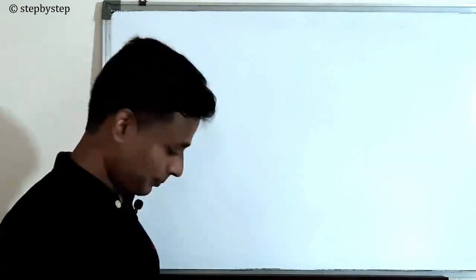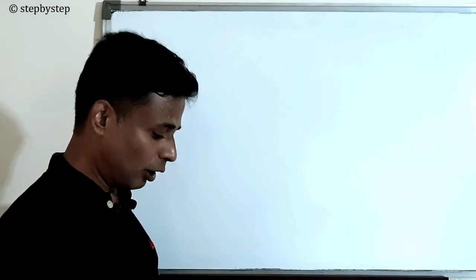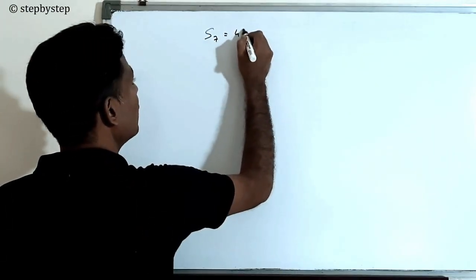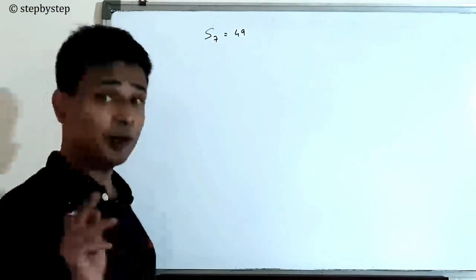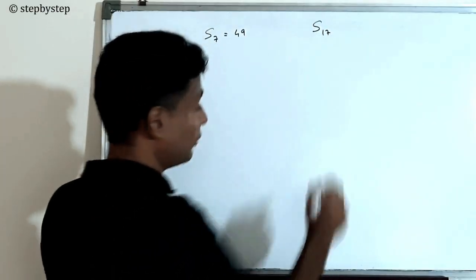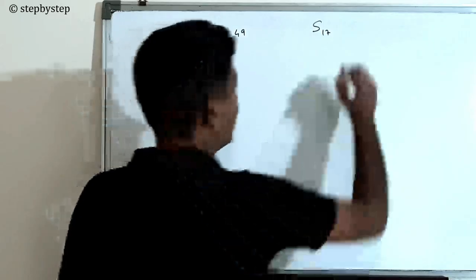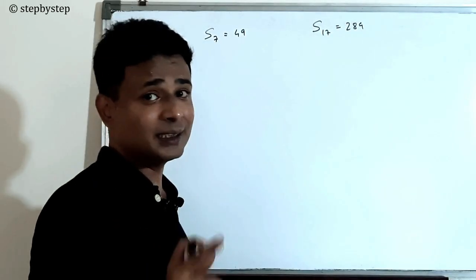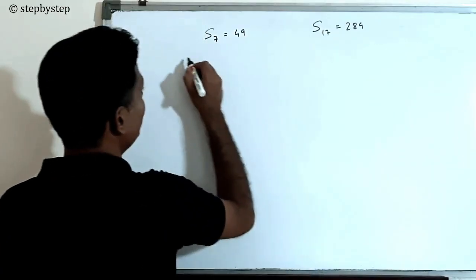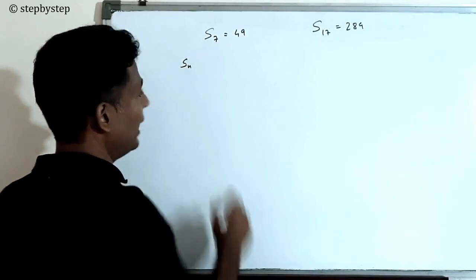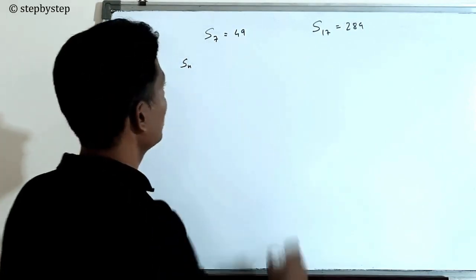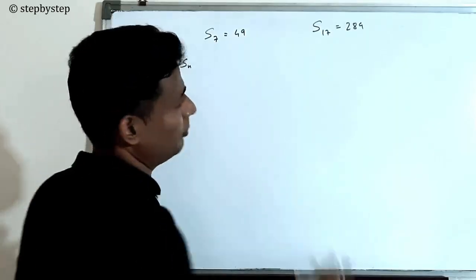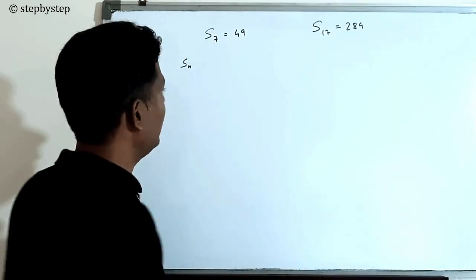Now the fifth question. The sum of first 7 terms of an AP is 49, and the sum of the first 17 terms is 289. Find the sum of first n terms, which means we have to find the S of n formula for this problem. Now we do not know A, we do not know D. We have 2 equations we can form, so we can find A and D.